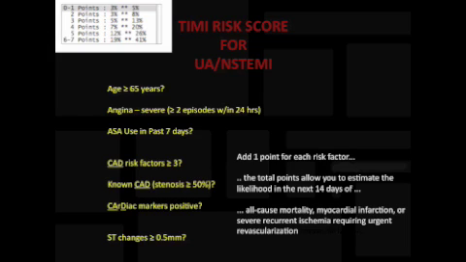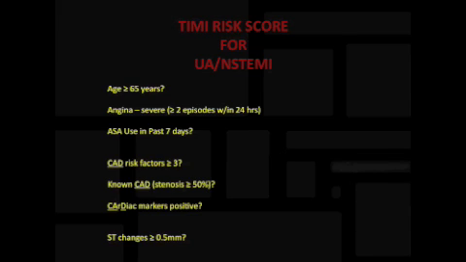Now to help me remember these, I use the mnemonic ACS, which is somewhat helpful. So 3 of these begin with the letter A. We have age greater than 65. We have angina, which is severe, meaning that there's been greater than or equal to 2 episodes within the last 24 hours. And then aspirin use in the past 7 days actually confers a greater mortality risk.